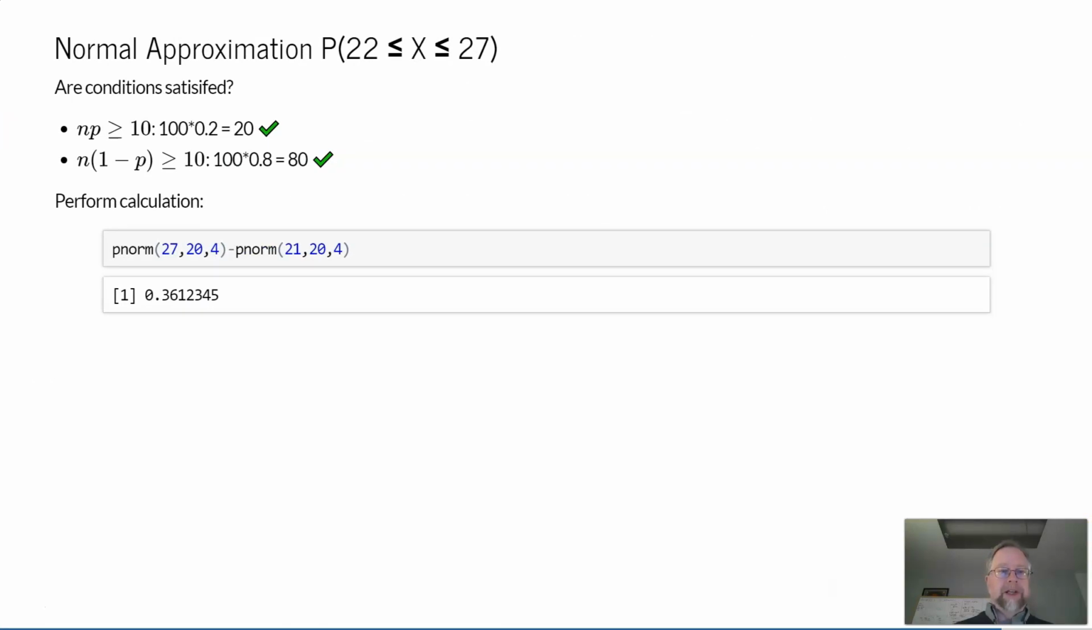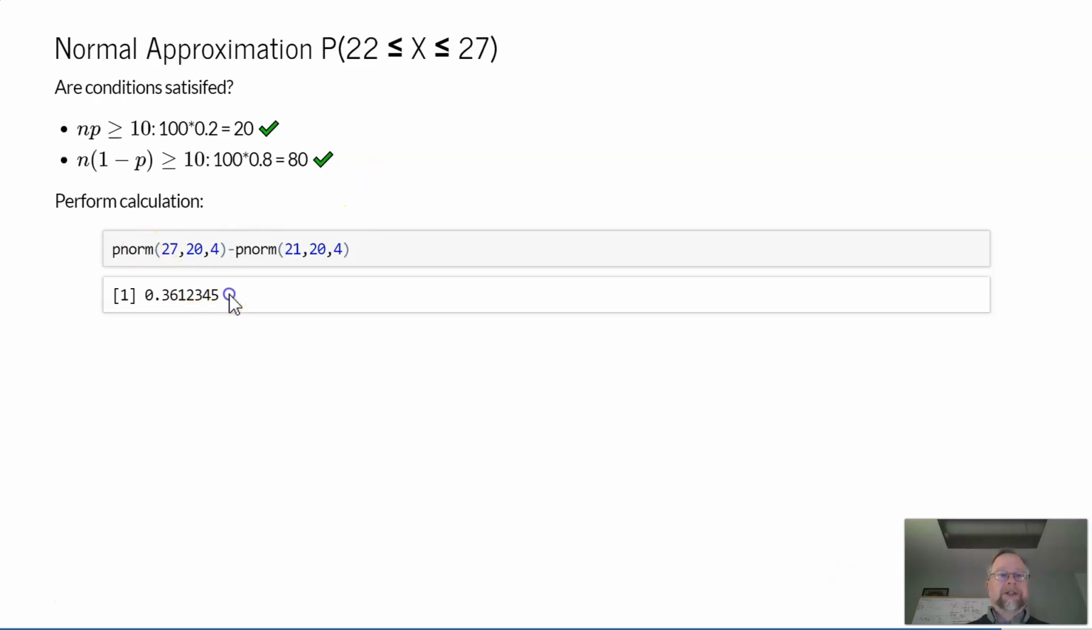So I might want to ask myself, are the conditions apparently satisfied to use a normal approximation? So I need the expected number of counts to be greater than or equal to 10. So that's 100 times 0.2, that's 20. Yep, that's greater than or equal to 10. And then I need 100 times 0.8, the expected number of failures. That's 80. Again, that is greater than or equal to 10. So I'm good to go.